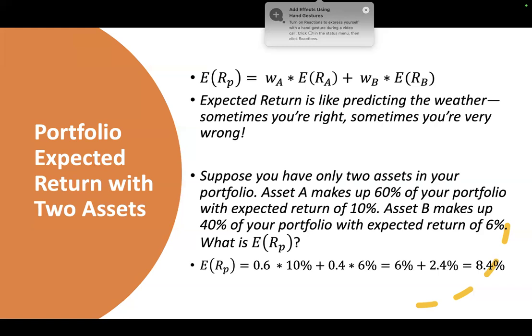You do the math, 0.6 times 10 is 6%, the other one is 2.4%. So expected return of the portfolio is 8.4. So expected return of a portfolio in just one sentence is the weighted average of the different assets in that portfolio, where weights are just how much of your portfolio is devoted to that specific stock.